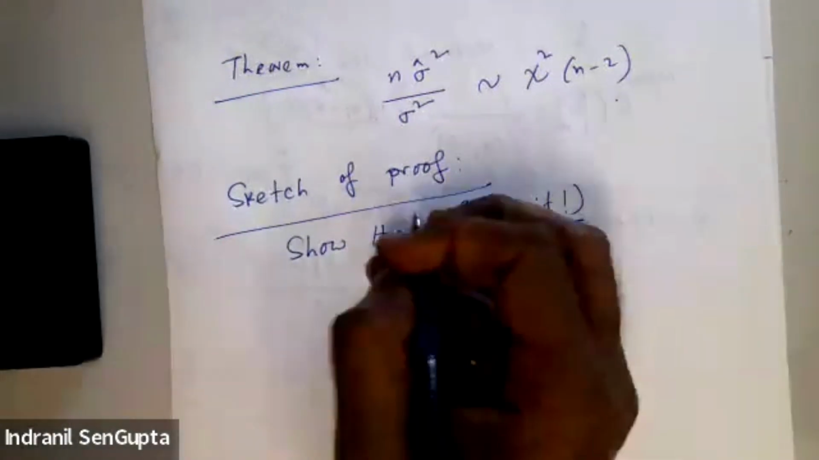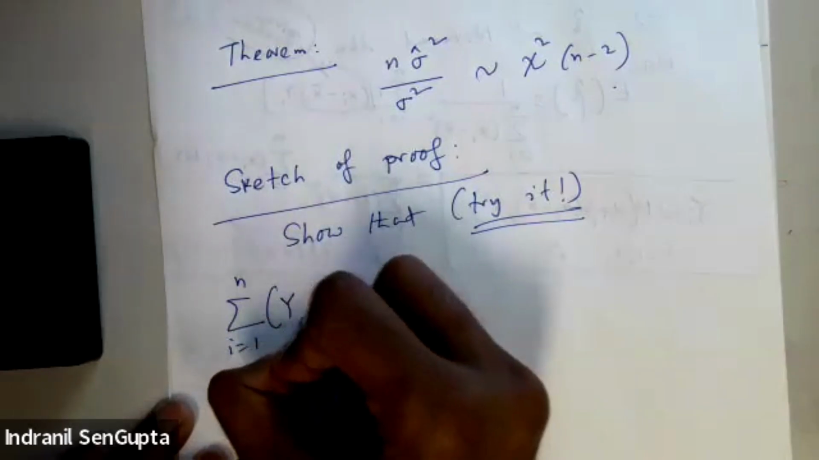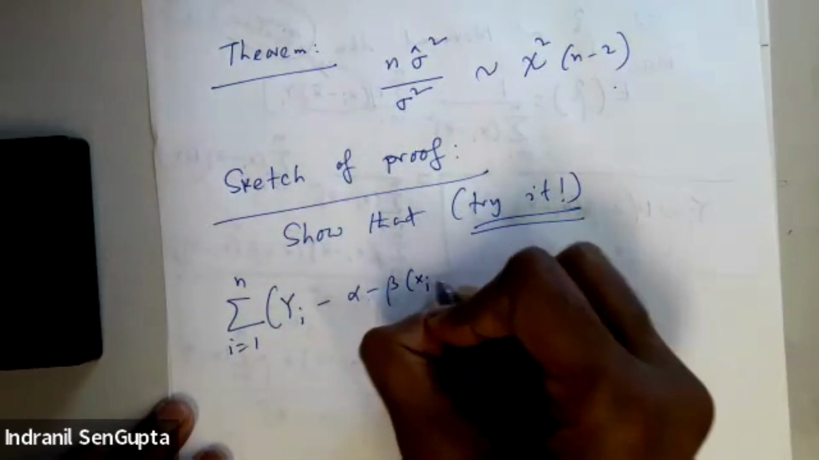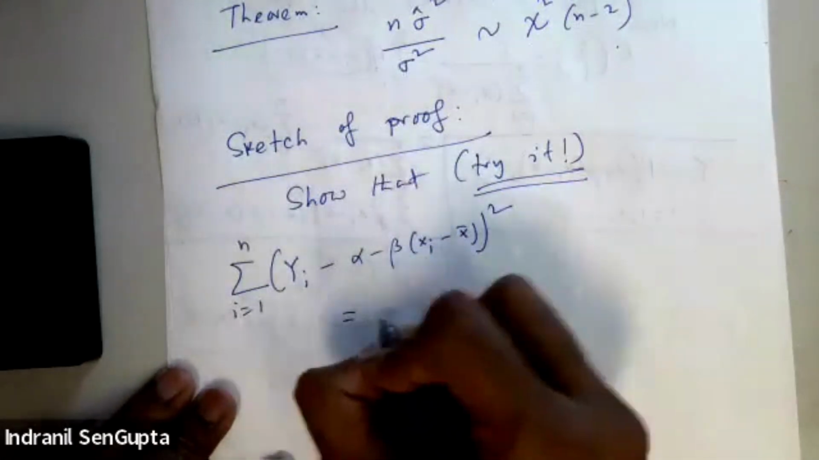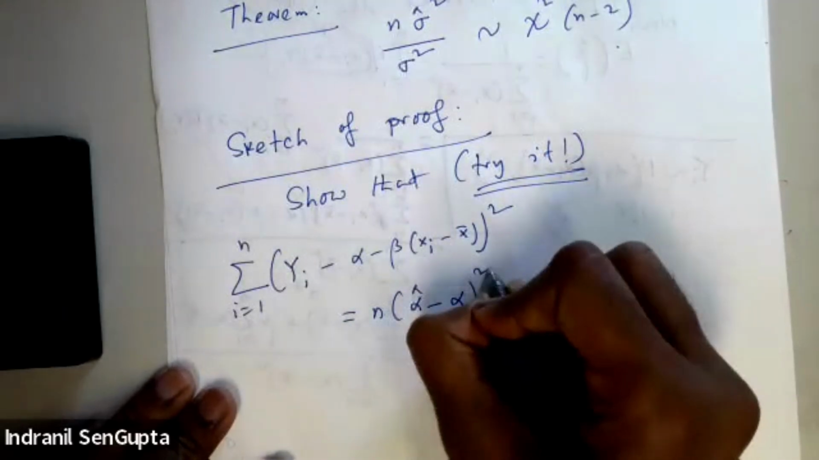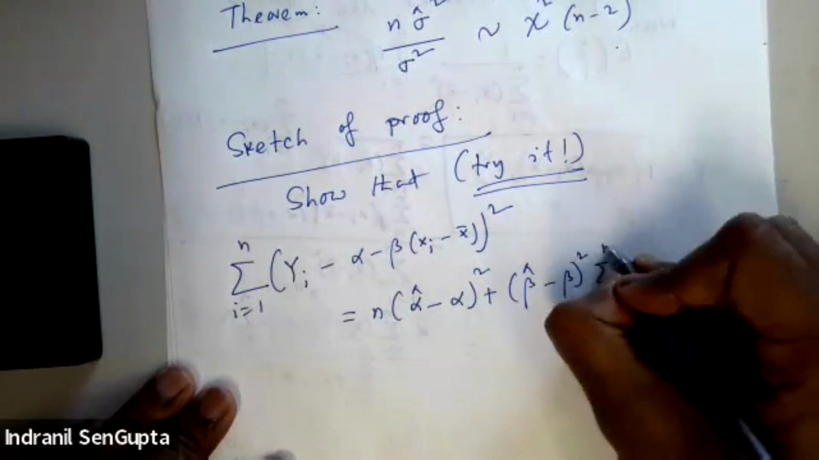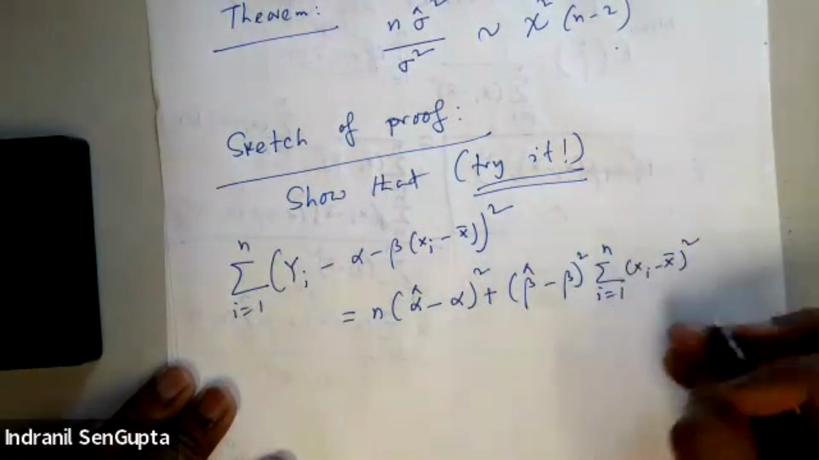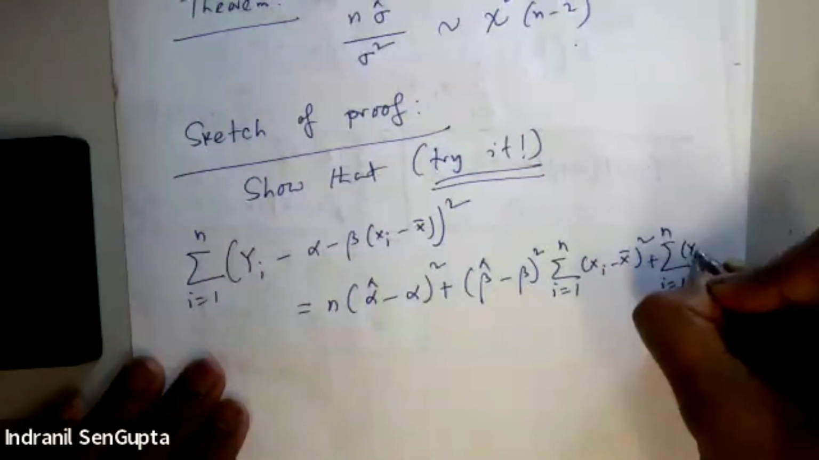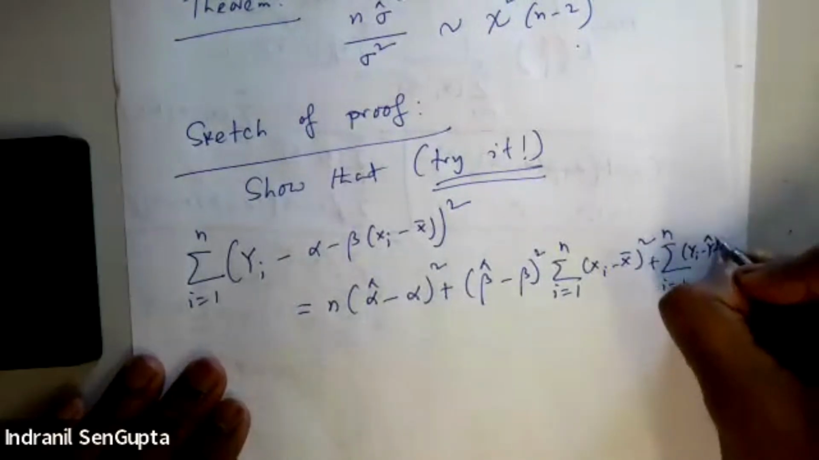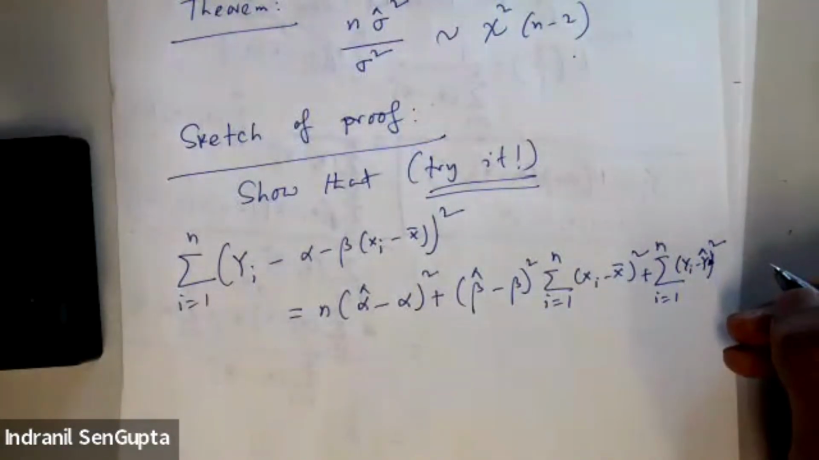There's a good homework exercise that if I compute summation i from 1 to n of (yi minus alpha minus beta (xi minus x bar)) squared, that can be written as n times (alpha hat minus alpha) squared plus (beta hat minus beta) squared summation i from 1 to n (xi minus x bar) squared plus summation i from 1 to n (yi minus yi hat) squared, where by yi hat I mean this quantity.